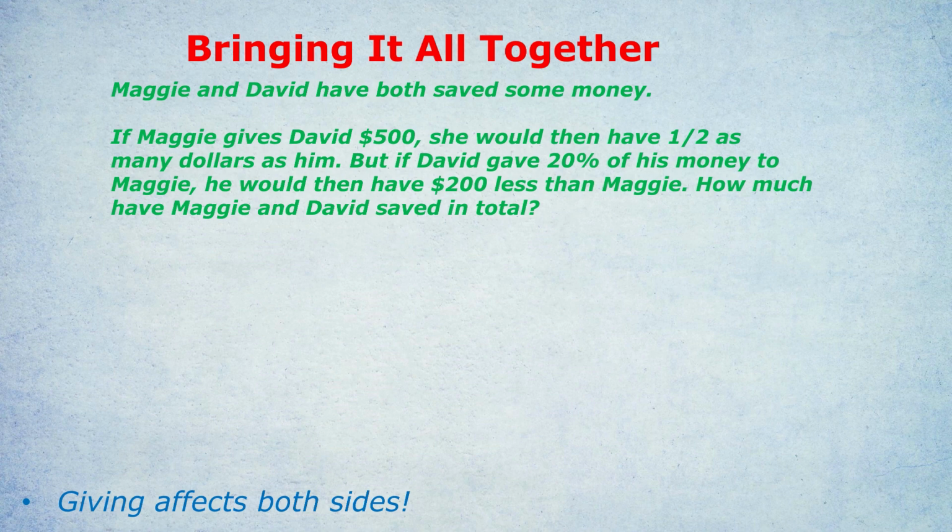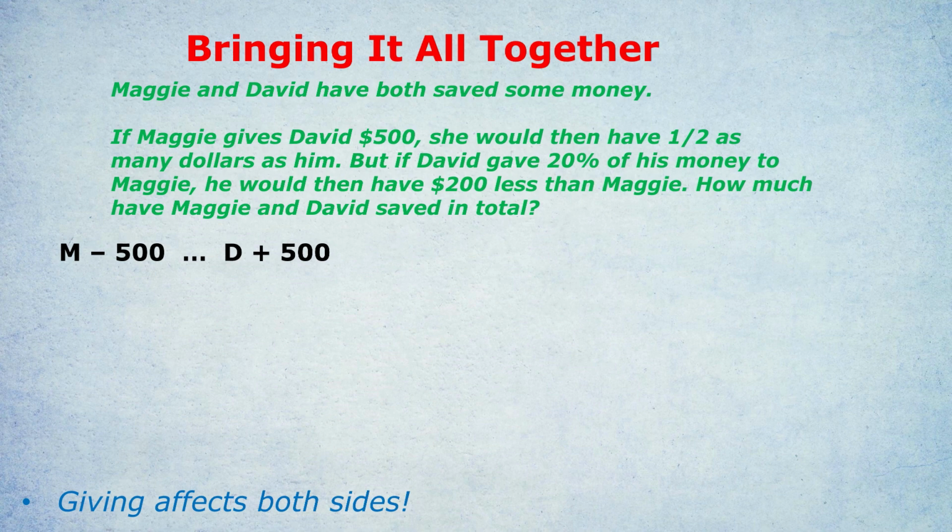If Maggie gives David $500, giving affects both sides as I've written down there. So she would lose $500, but he would gain $500. Don't forget that. So she would be M minus 500 and he would be D plus 500. No equation, just the two totals on each side.